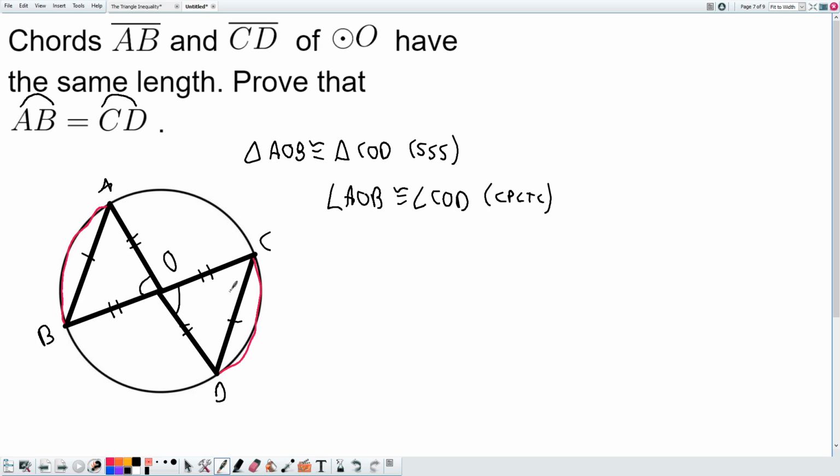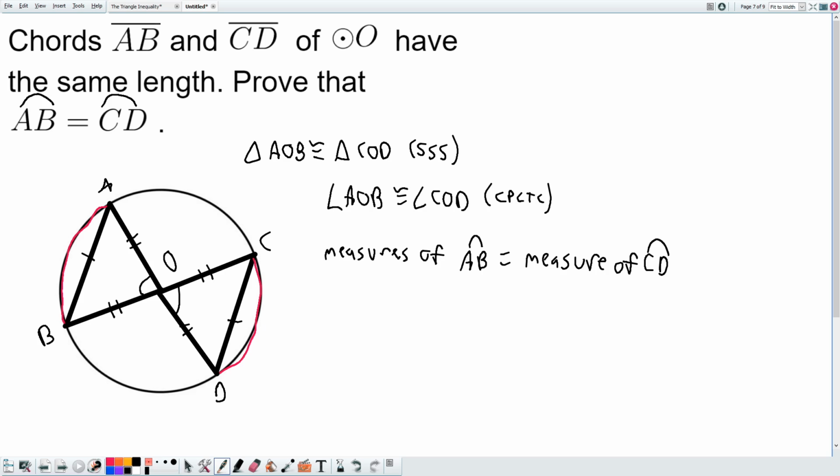Now this is important because if these two angles are the same, then that implies that the measure of arc AB is the same as the measure of arc CD. And if their measures are the same, that means the ratios of these two arcs are the same, which means that the lengths have to be the same as well. So this is basically completing our proof.